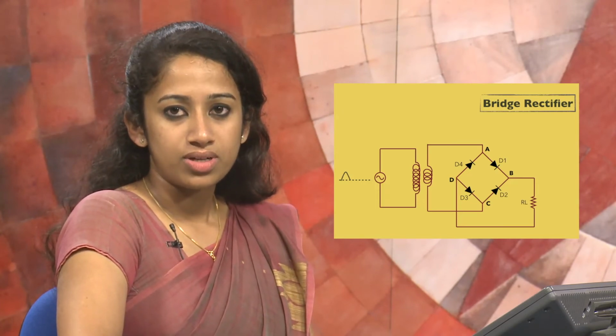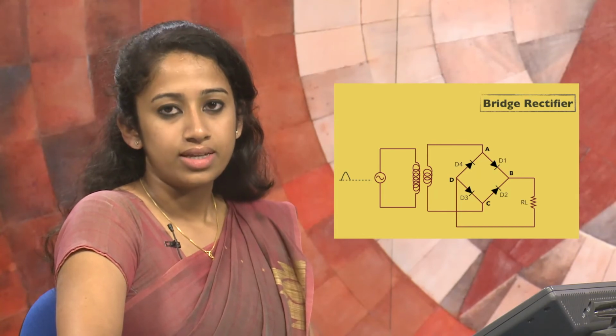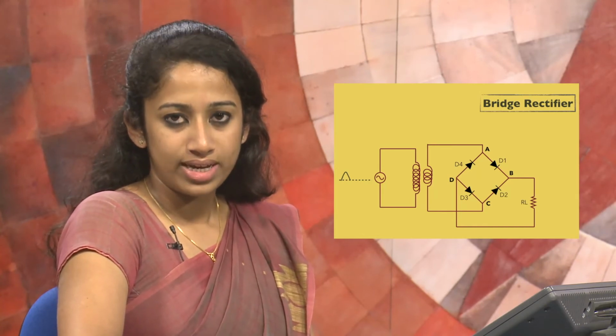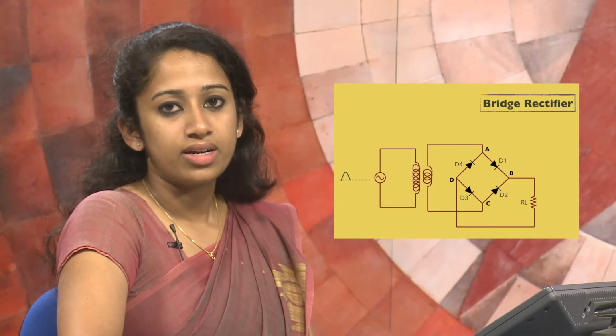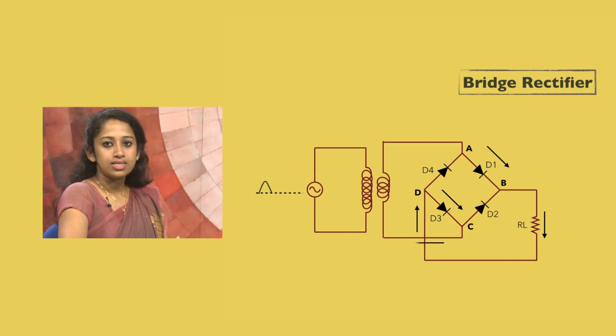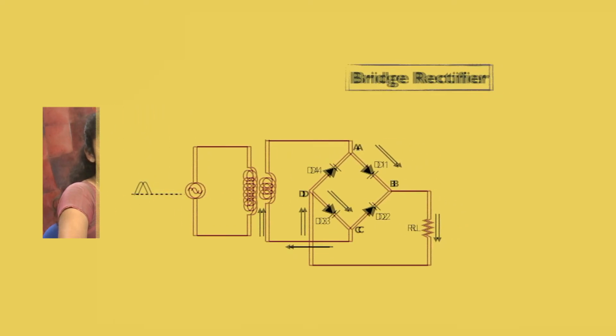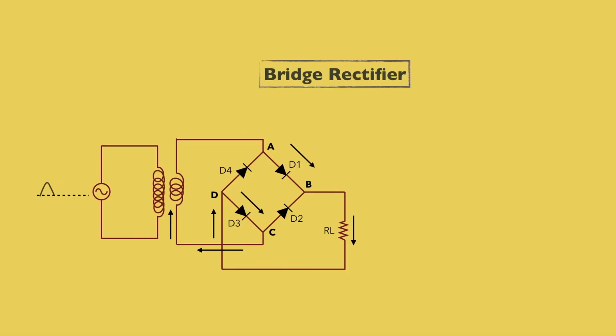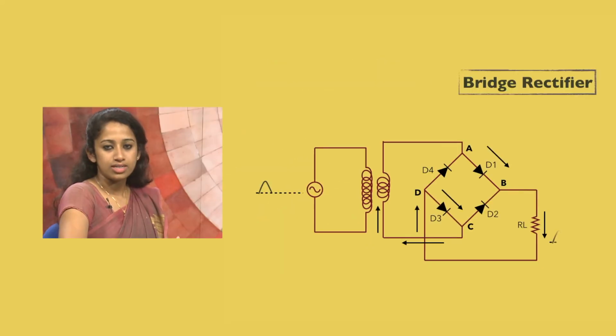So during the positive half cycle of the input waveform, the diodes D1 and D3 are forward biased and diodes D2 and D4 are reverse biased. The current will flow from point A through the diode D1 to point B, reach the load resistor RL, move to point D, and through the diode D3 to point C and reach the lower terminal of the transformer secondary. The direction of current flow is given by this figure. So now we get an output voltage across the resistor RL with positive polarity.